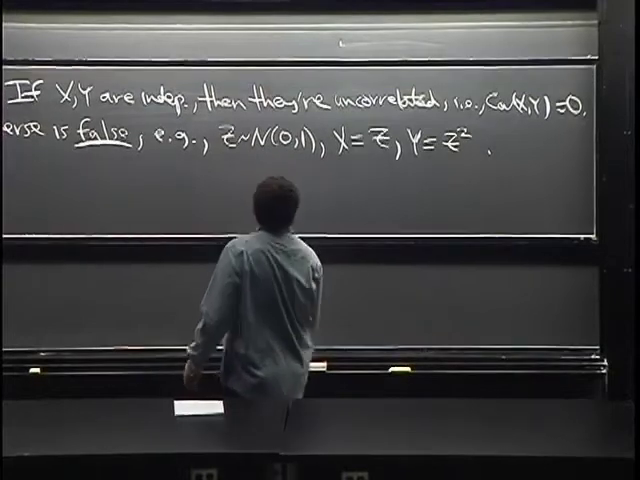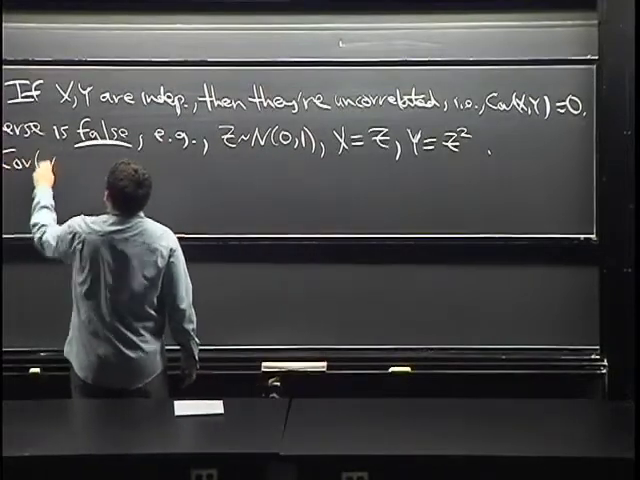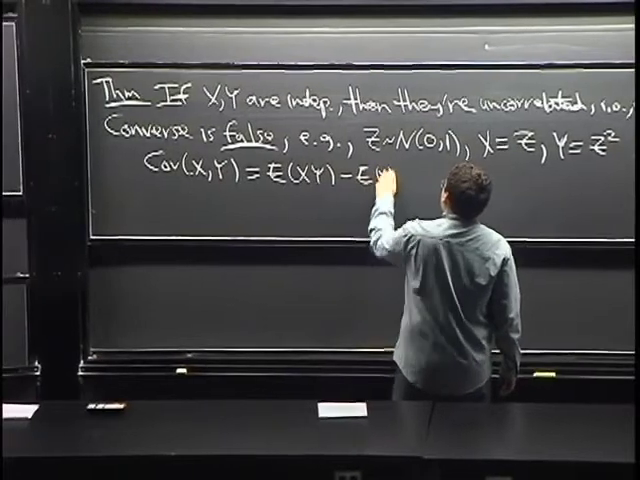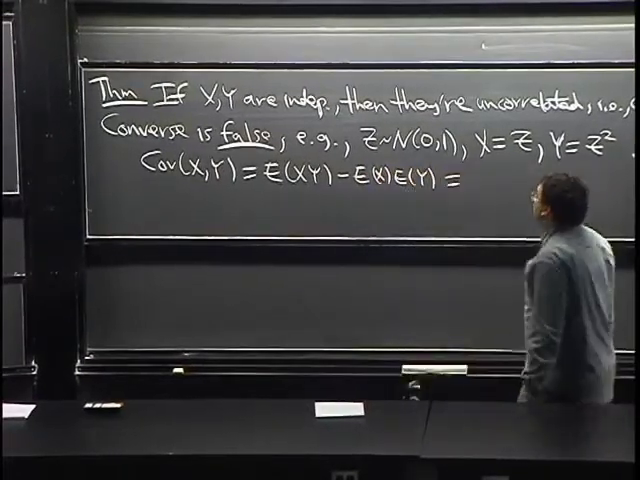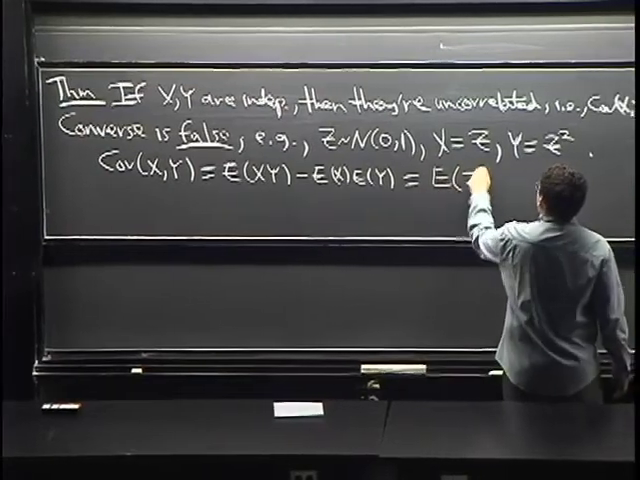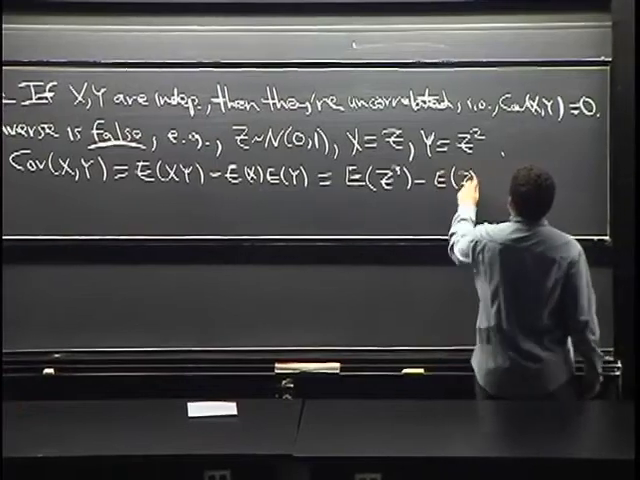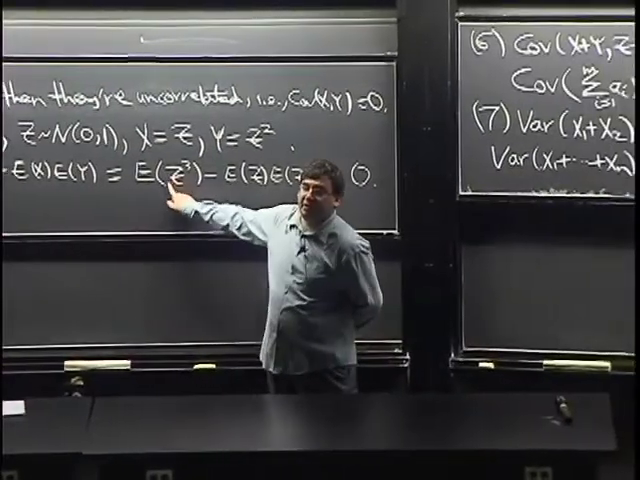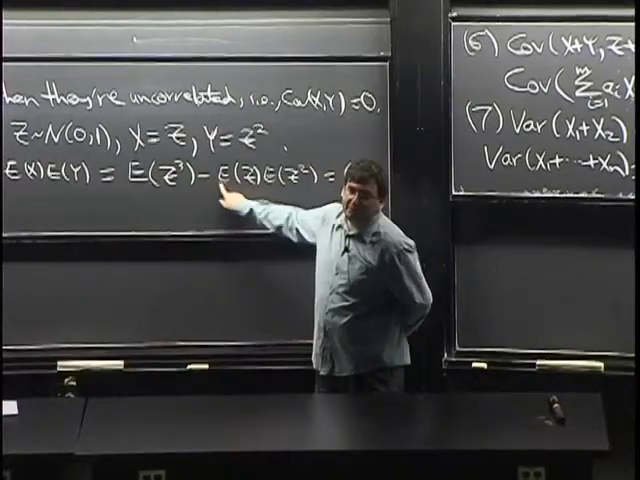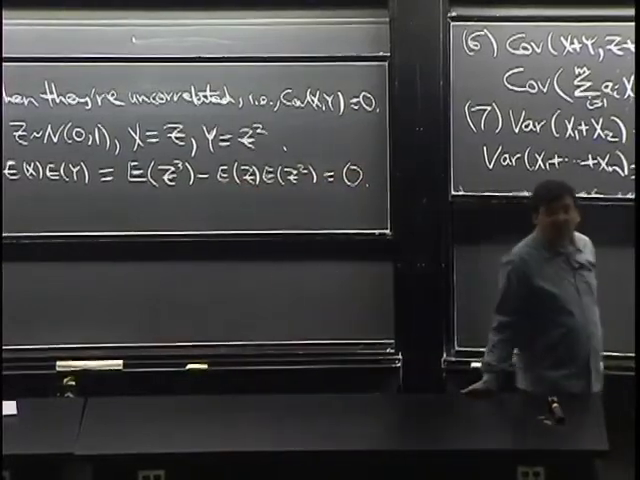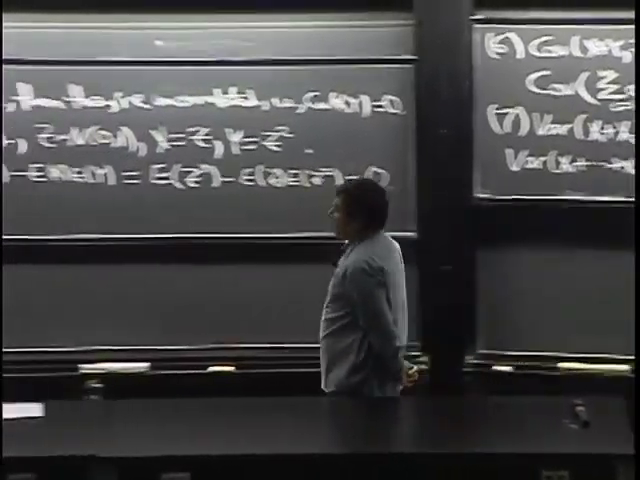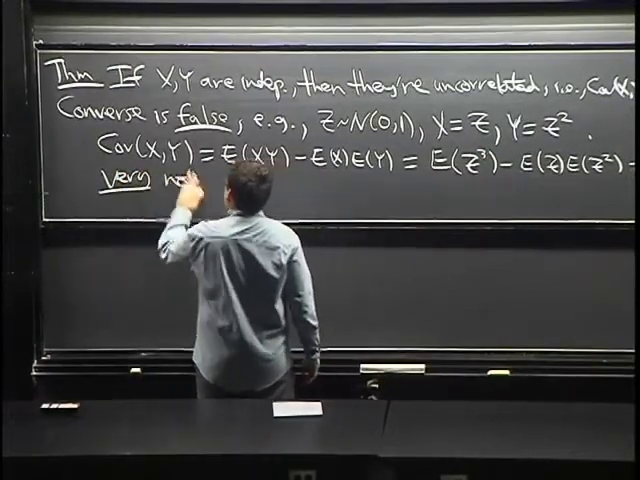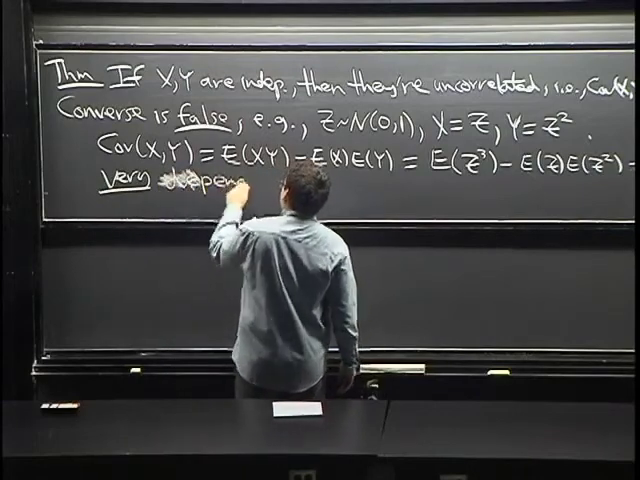So now let's compute the covariance for this example. Covariance of XY equals E of XY minus E of X, E of Y. In terms of Z, that's E of Z cubed minus E of Z times E of Z squared, but both terms are just 0 because we saw before that the odd moments of a standard normal are 0. That's an odd moment, so it's just 0, 0, minus 0. So they're uncorrelated, but they're clearly not independent. In fact, they are very dependent. Avoid too many double negatives.